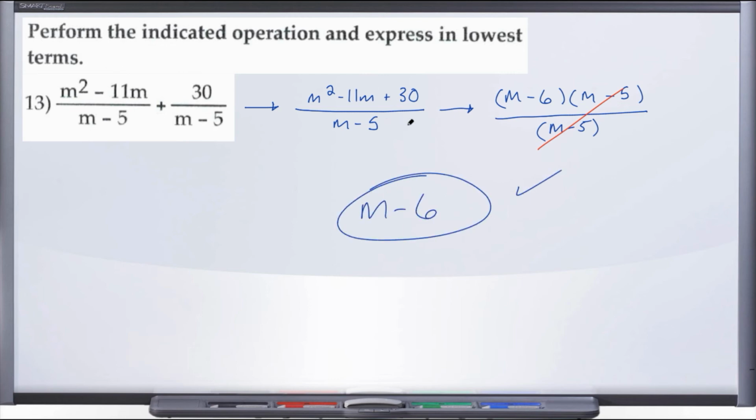So that's why it's always a good idea to go ahead and factor, especially in this case, because you never know. When you factor, you might find a hidden factor that cancels with something that you have somewhere else in your fraction. And we want to express, because the directions say express in lowest terms, right? So it's not that this is wrong, it's just that it's not in lowest terms. M minus 6 is in lowest terms.